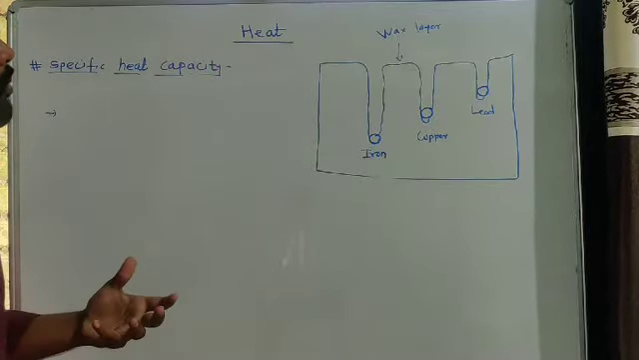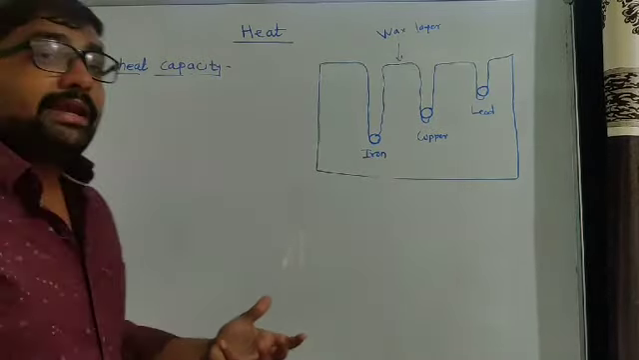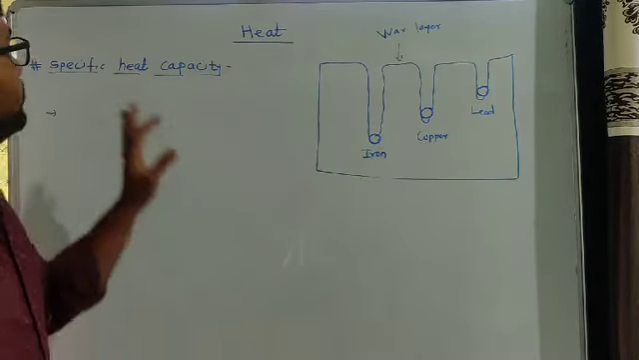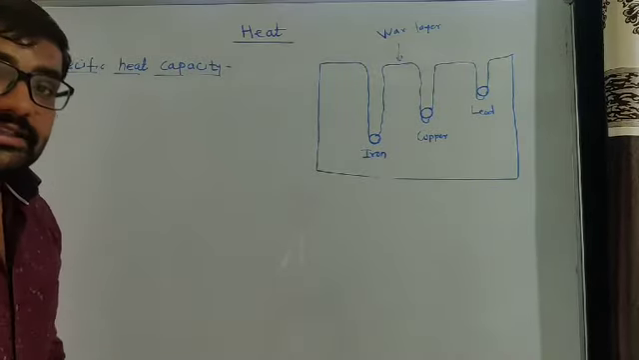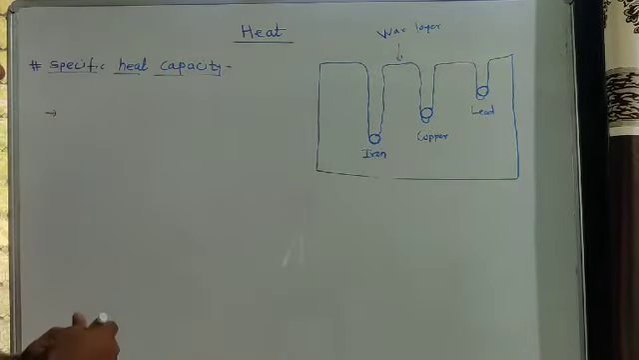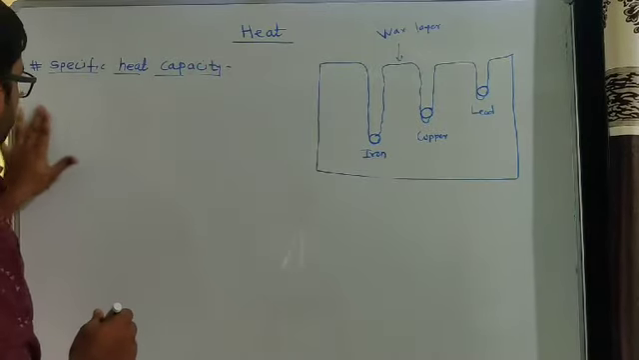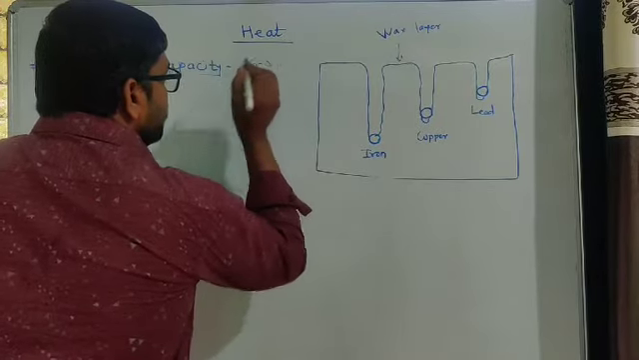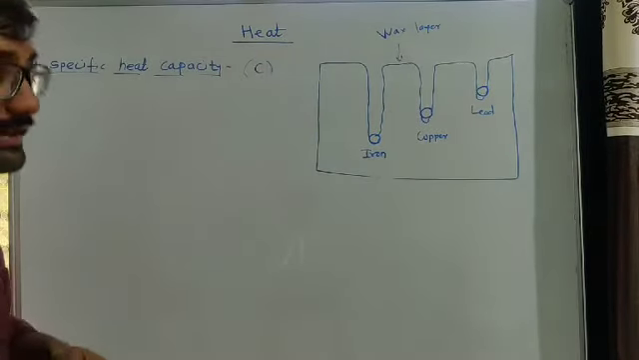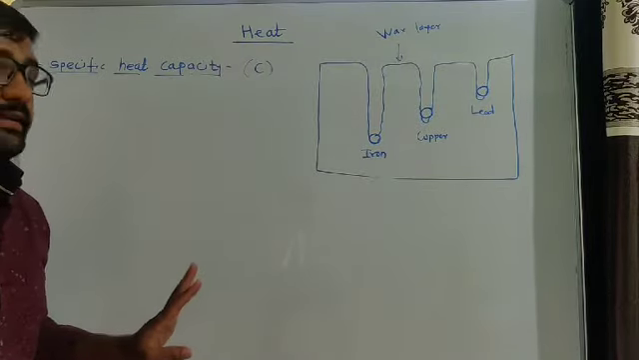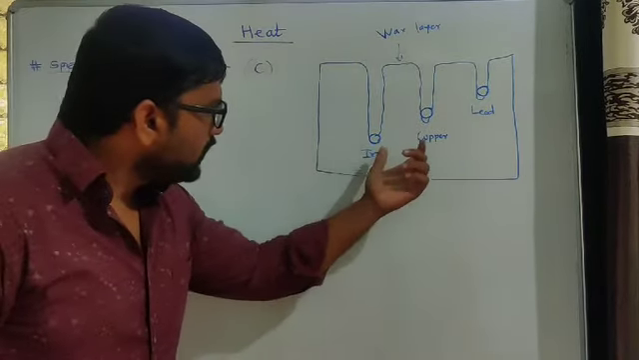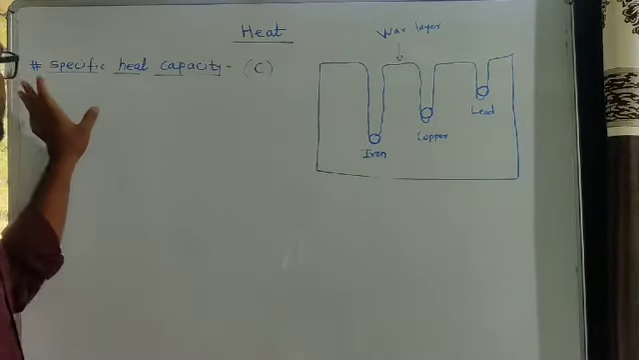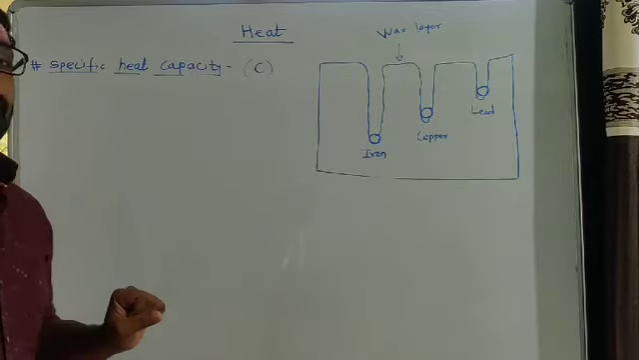Okay, so how much heat that ball can absorb depends on this concept, the specific heat capacity. The specific heat capacity of a substance is denoted by the letter C. So here we only have to understand this diagram. By studying this diagram we can easily understand the concept of specific heat capacity.